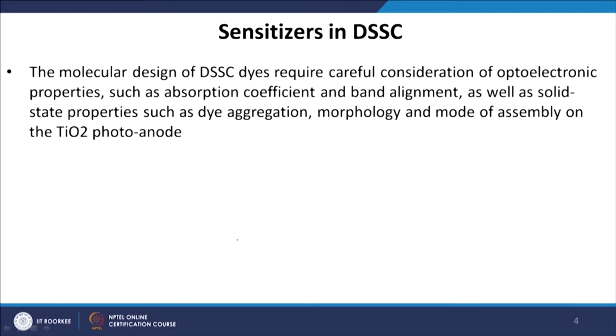So what does it mean? As we just mentioned, the first important parameter to consider in a dye is its absorption. Where does it absorb? Does it absorb in the UV region? Does it absorb in the visible region or in the near IR region?